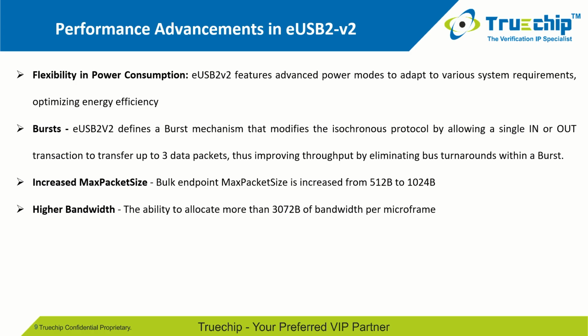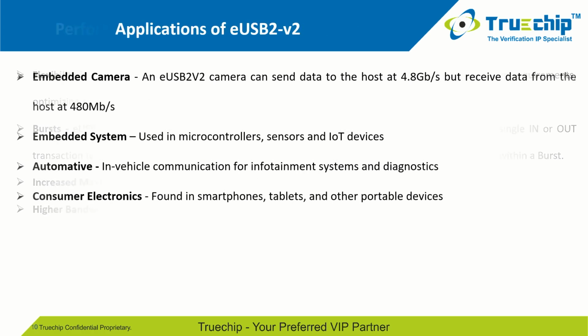Increased max packet size. Bulk endpoint max packet size is increased from 512 bytes to 1024 bytes. It also provides higher bandwidth, the ability to allocate more than 3072 bytes of bandwidth per microframe.